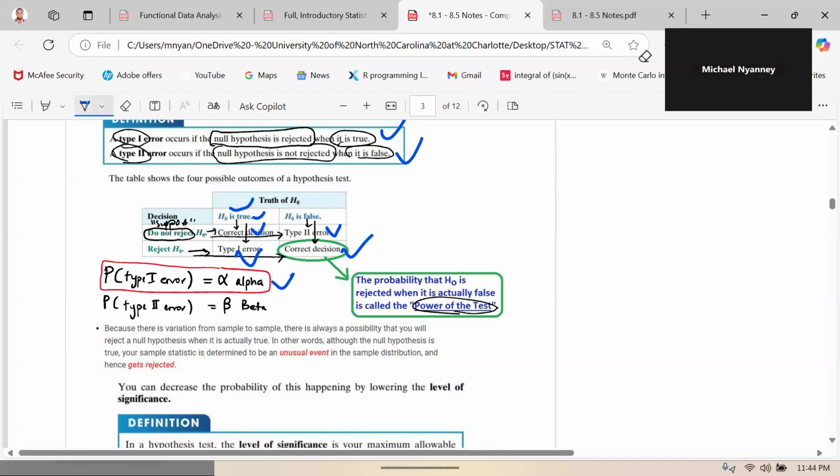Okay. And the probability that we commit a type 2 error is called what? Beta. Okay. We are going to learn further about the power of our tests later on.